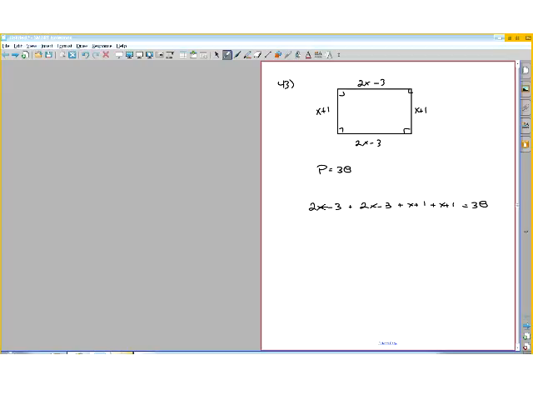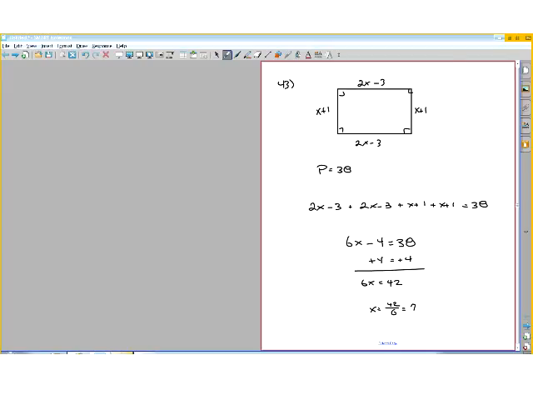So we'll combine like terms. 2x plus 2x plus x plus x, that's going to be 6x. Negative 3 minus 3 is negative 6. Then we have plus 2, so that's minus 4 is equal to 38. Add 4 to both sides. So we get 6x is equal to 42. x is equal to 42 divided by 6, which is 7.